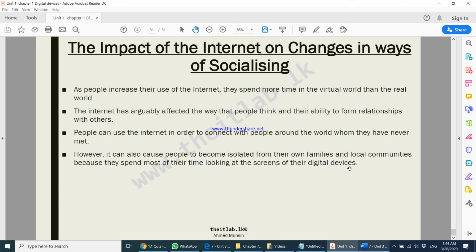Okay, so you might find this problem happening at home. You might find at home, for example, the children, instead of talking to their parents and talking to their siblings, are busy communicating with people who are miles and miles far away from them. So what happens? They automatically become isolated from their own families and local communities.